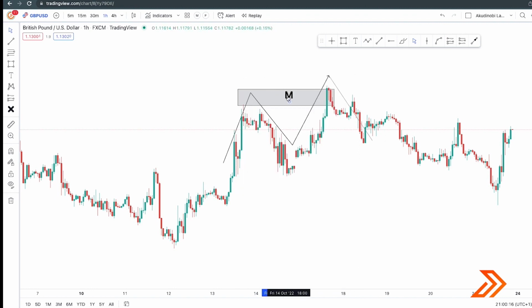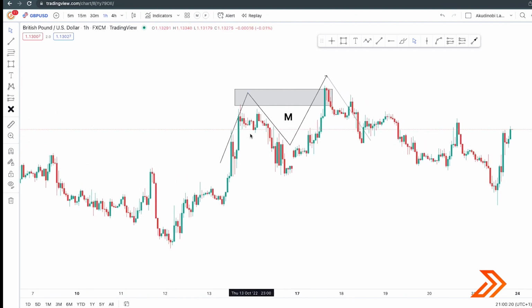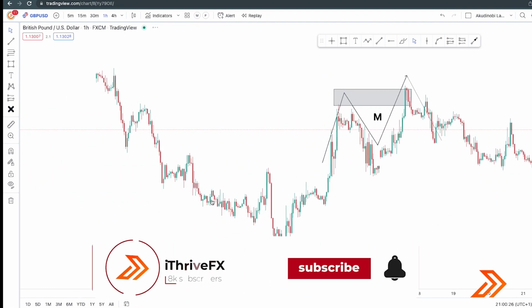This is the M pattern forming here. Give me a bit of time. This is the M pattern forming here. So this is what? An M pattern that we've got here. So price was forming, continue.